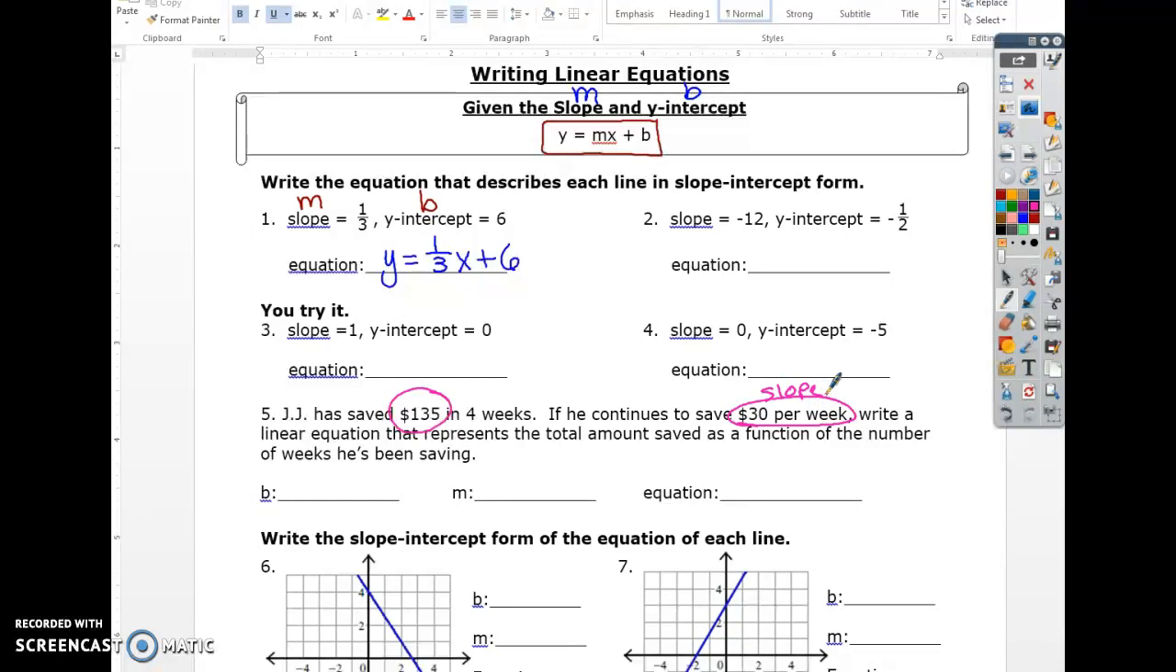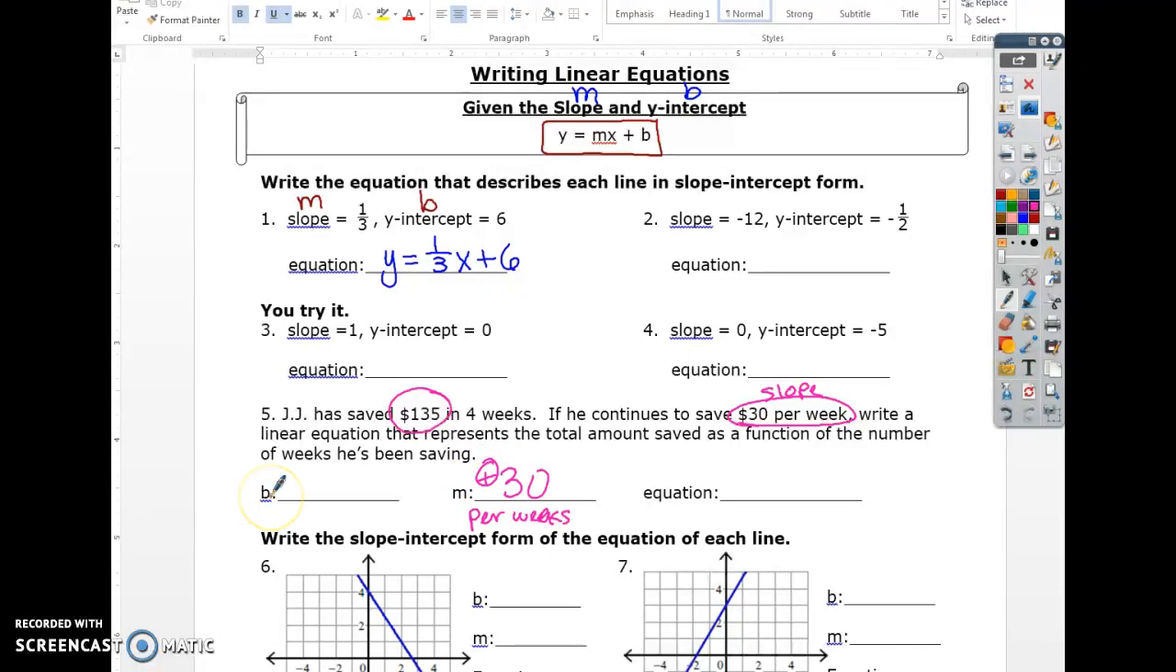Write a linear equation that represents the total amount saved as a function of the number of weeks he's been saving. So for sure I know that this is my slope because it says per week. So I'm going to put that m is 30, and at the bottom I'm going to put per weeks. Is that number increasing or decreasing? Increasing because he is saving it, so it's a positive 30. I'm just going to put a plus just so you know that it's positive.